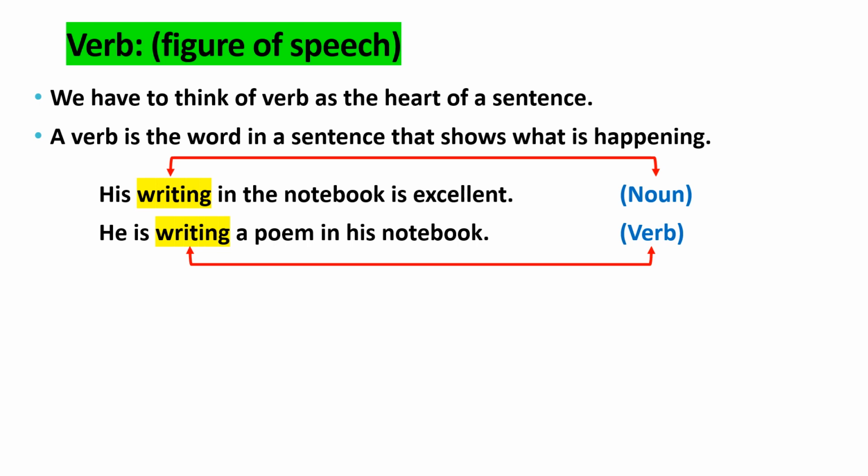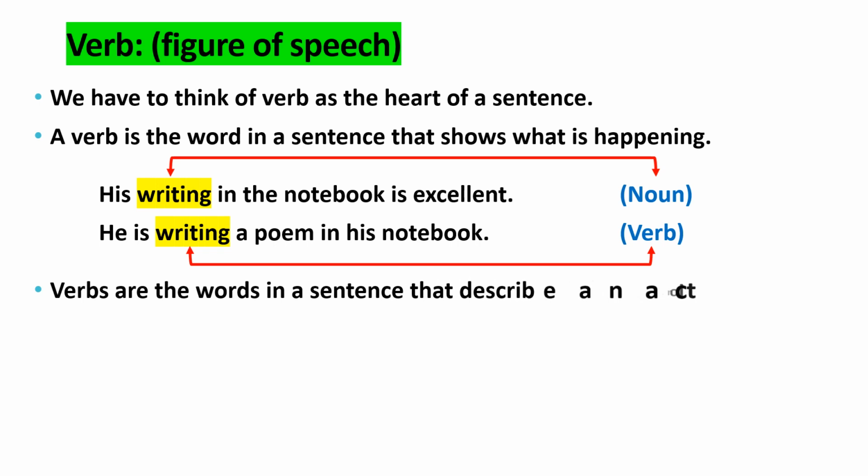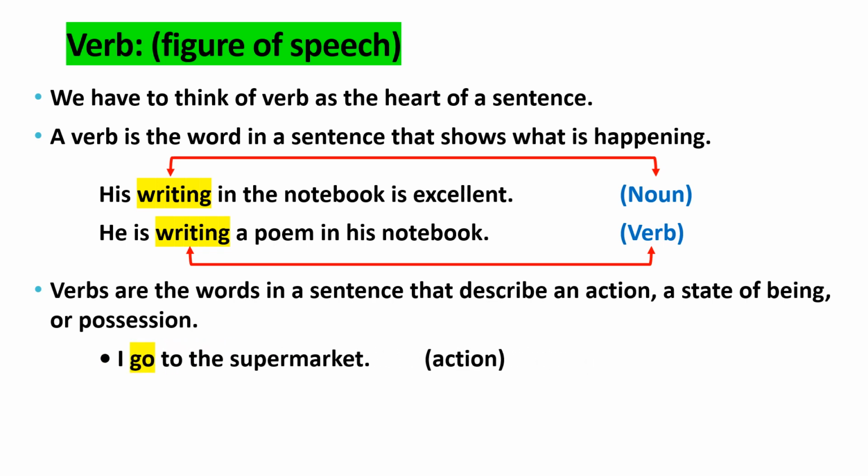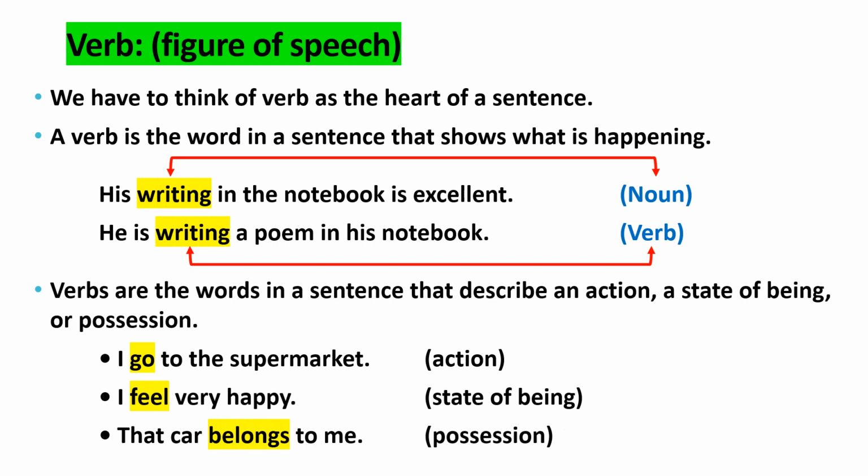The point is that how a word is used in a sentence determines whether it is a noun or a verb. So, in simple words, verbs are the words in a sentence that describe an action, a state of being, or possession. Here are some examples. I go to the supermarket. The verb go indicates an action. I feel very happy. The verb feel indicates a state of being. That car belongs to me. The verb belong refers to the possession.